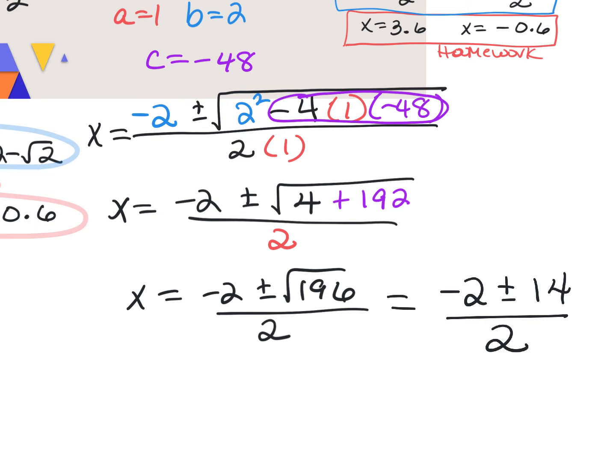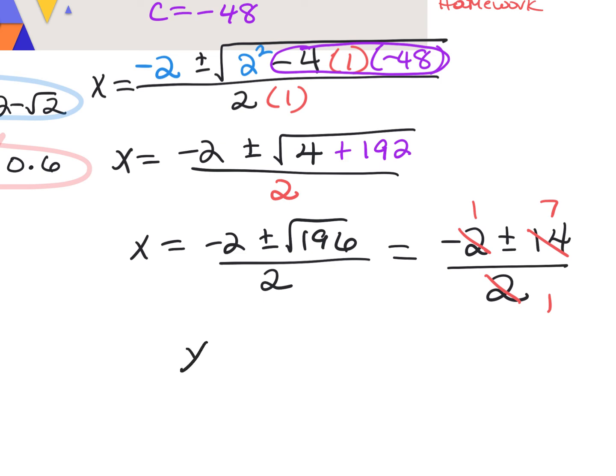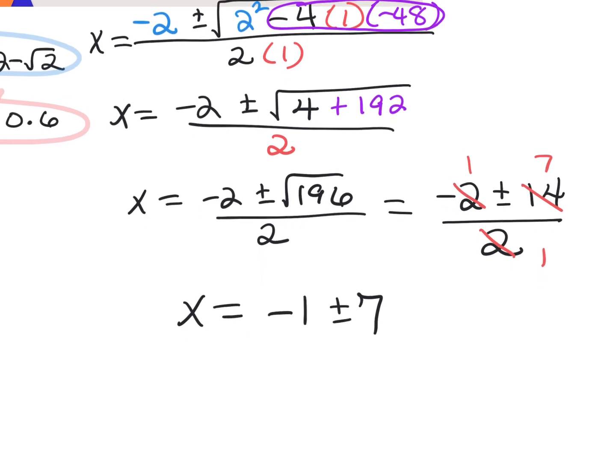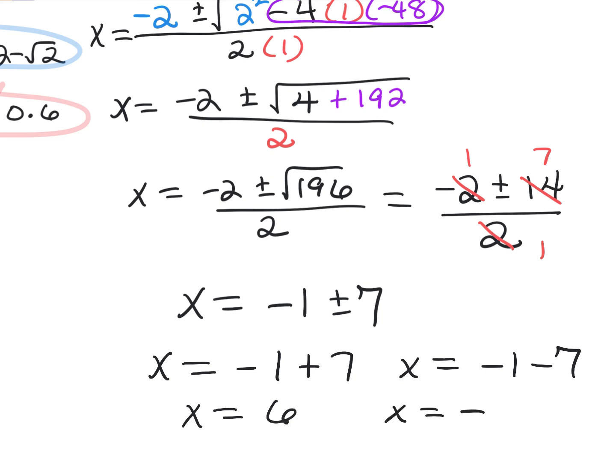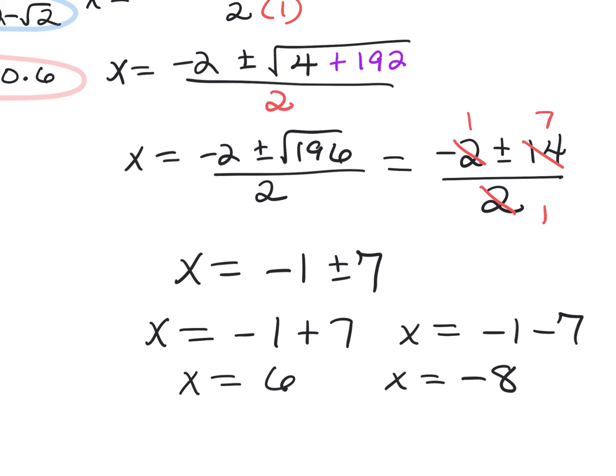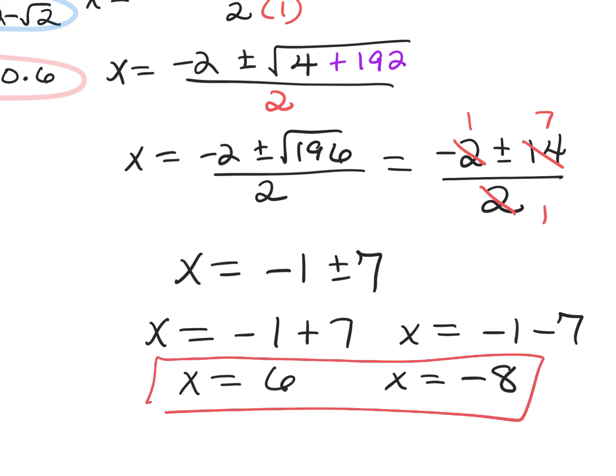Now, you can simplify this if you want. Let's simplify it. Let's make this a 1, and a 7. So now I have x is equal to negative 1 plus or minus 7. I now need to separate it into two problems. You can't leave it like this for the quiz. Negative 1 plus 7 is one of the answers, and negative 1 minus 7. So negative 1 plus 7 is 6, and negative 1 minus 7 is negative 8. So this would be the answer that you would enter for the quiz and for the homework tonight.